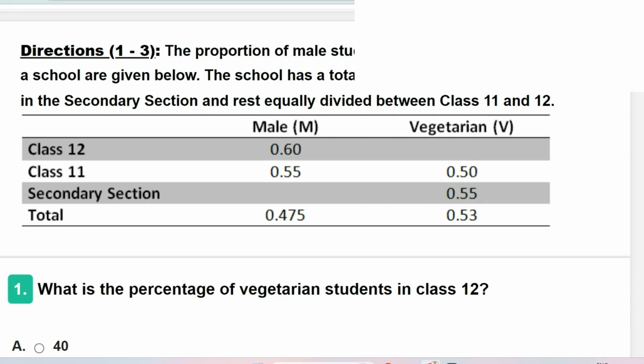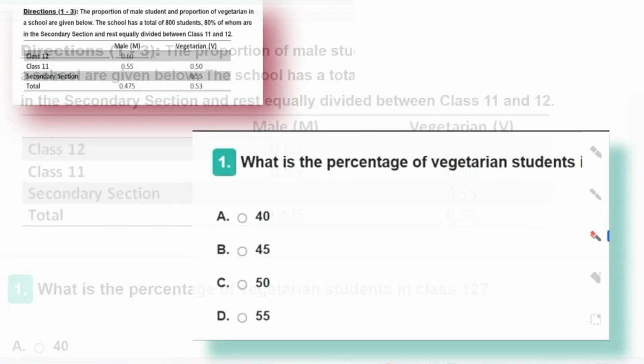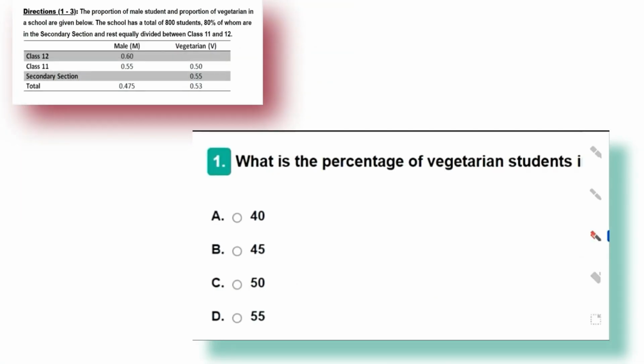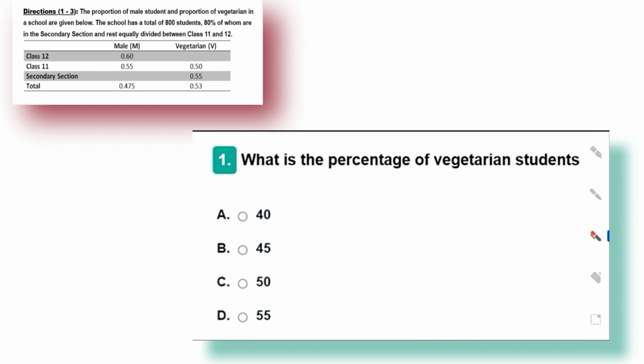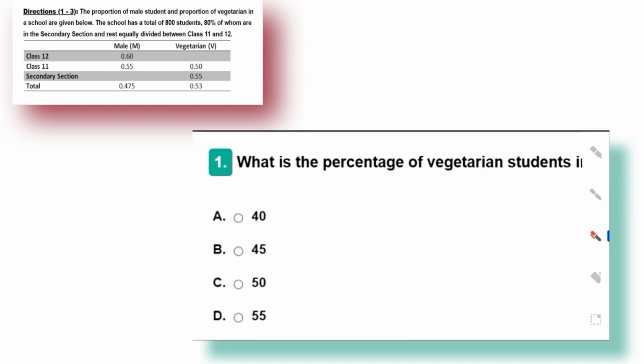So in this type of problem you will be given some instructions and then they will ask 1 to 3 questions. You have to answer one by one, just analyzing the instruction once, right? So let's go to the first question. The first question is, what is the percentage of vegetarian students in class 12? So to solve this problem, what should we calculate first? That is, we have to calculate the total number of vegetarians.